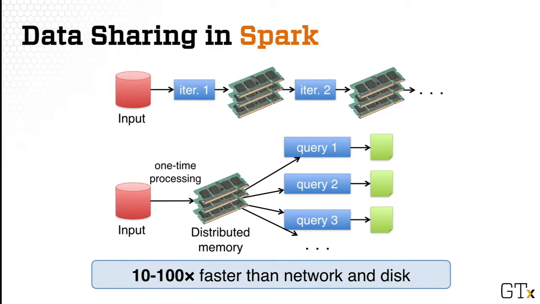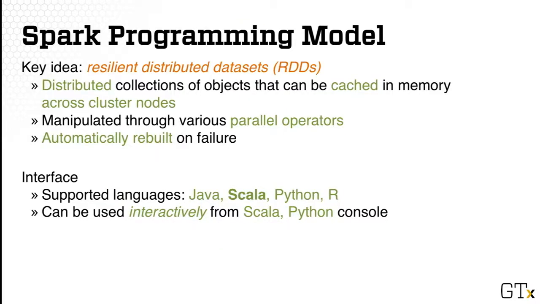Similarly, for the query scenario, we can first load our data set into distributed memory, and then run our queries against this in-memory data. This saves us from having to reload the data from disk for future queries. So not surprisingly, Spark can be quite a lot faster than Hadoop MapReduce, since memory I/O is much faster than disk I/O. So how does Spark keep data in memory?